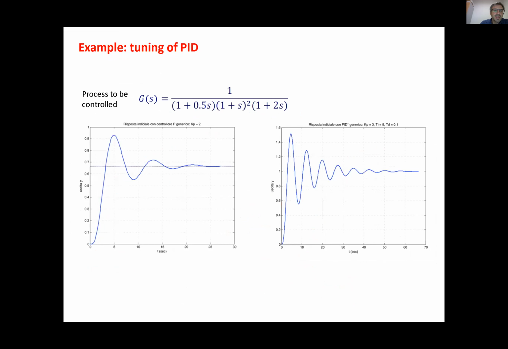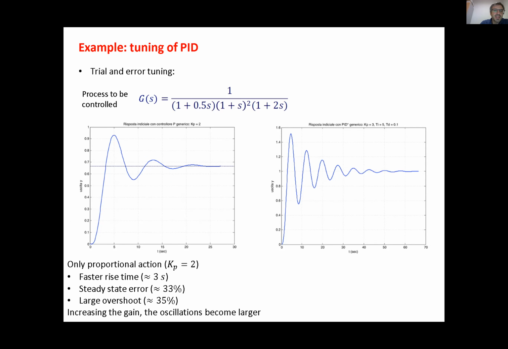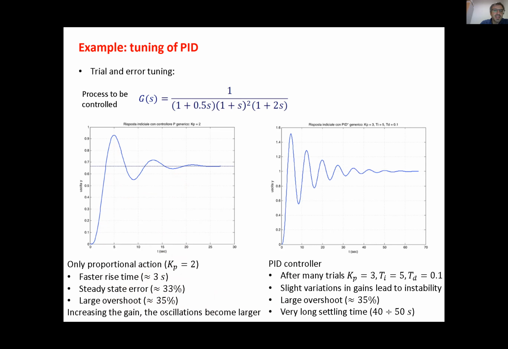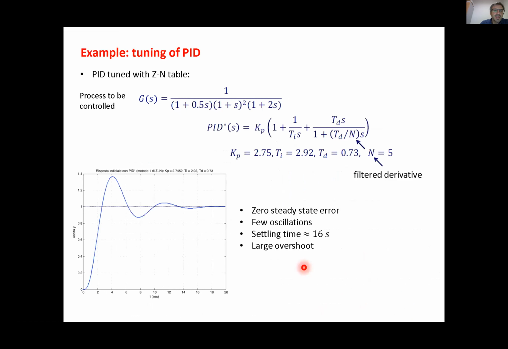Then we said, well, let's try to see what we do, just tuning our PID by trial and error. For example, we use a proportional controller. We set KP to 2, and we get a rise time of 3 seconds, steady state error, and large overshoot. If we increase the KP gain, the oscillation becomes larger. If we use a PID controller, after many trials, we come up with these settings, and we see that slight variations of these gains can lead to instability, and we still have large overshoot and very, very long settling time.